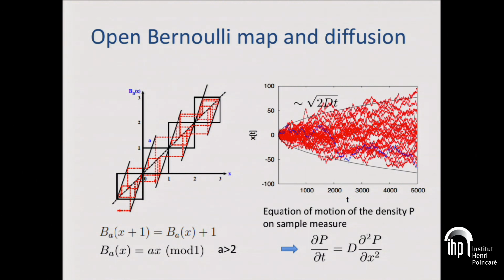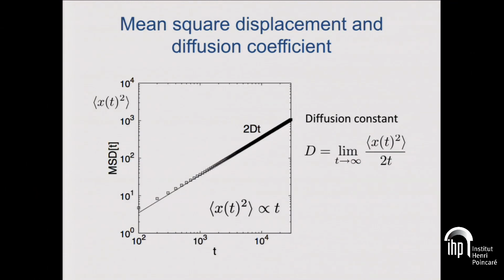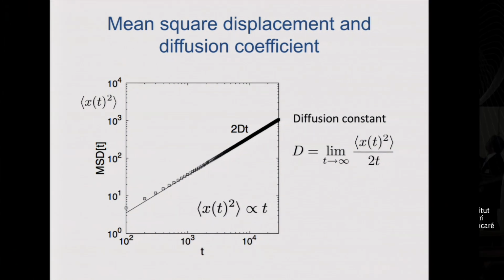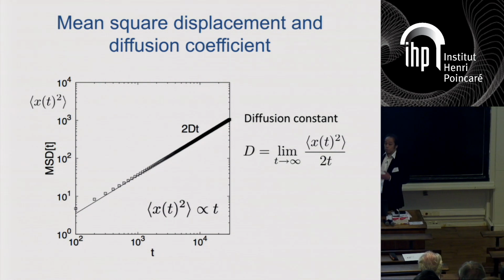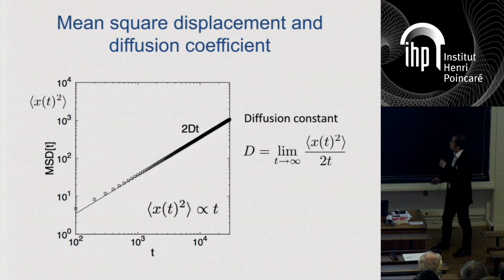The equation of motion of the density P on the sample measure is given by a diffusion equation with some diffusion constant D. This D is not explicitly given initially, but we can measure this diffusion constant by measuring the mean square displacement, meaning the fluctuation of the position. This is a log-log plot of the time evolution of the mean square displacement. It's on a line, and the slope of this line gives us the diffusion constant. This is the definition of the diffusion constant. In this way, we can use deterministic mappings for having diffusive dynamics.